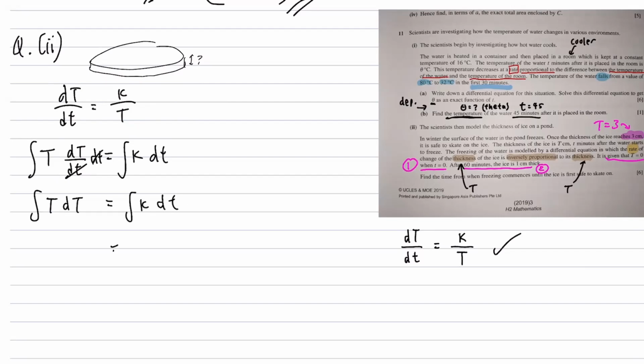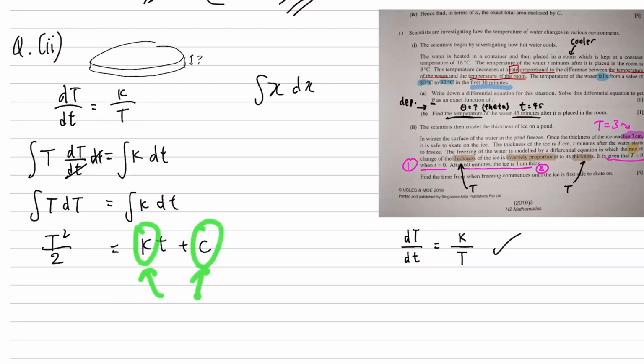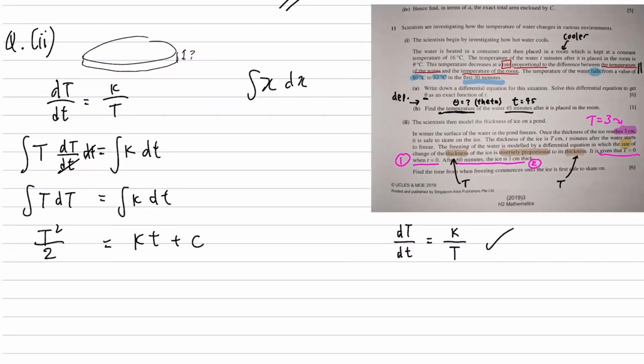I hope you're following. Then integrate T dT, you get, what is it? How to do this? Is it T squared over 2? Correct. Then the right hand side becomes kt plus C. We're not done yet. Still got the unknown k, unknown C. 2 unknowns. How many initial conditions do you need? 2. How many do we have? 2. So the question never said wrongly. You should expect that when you see 2 unknowns, you get 2 initial conditions. So that's what we're going to use.